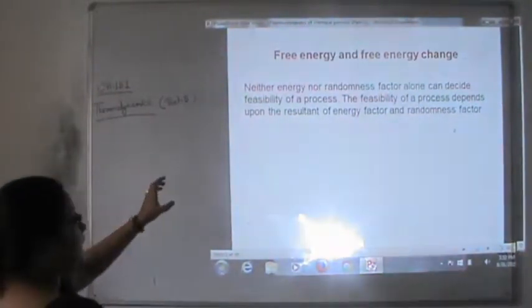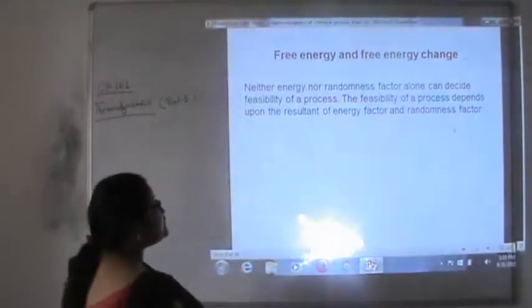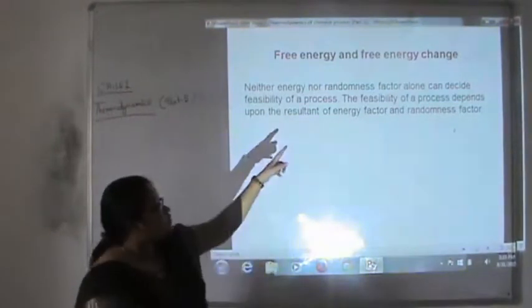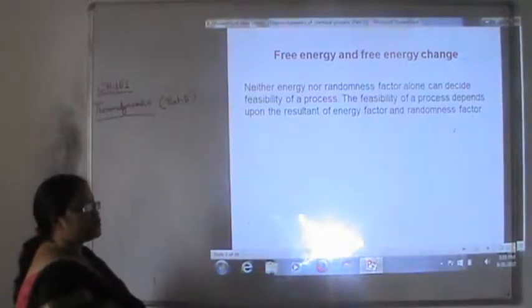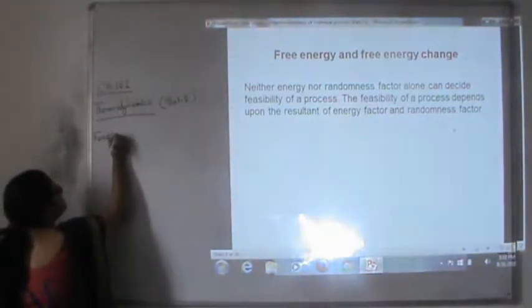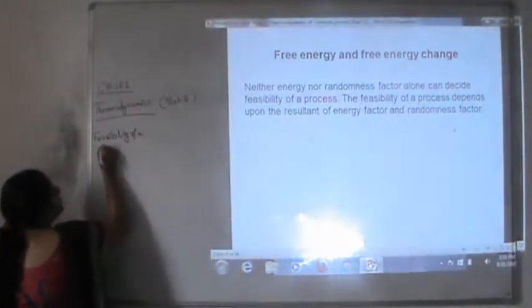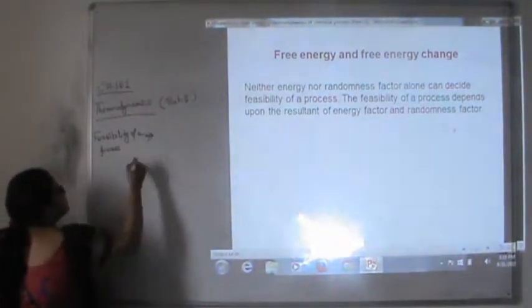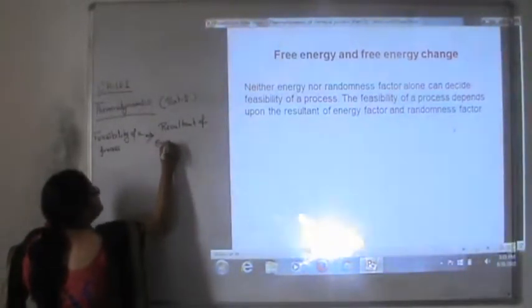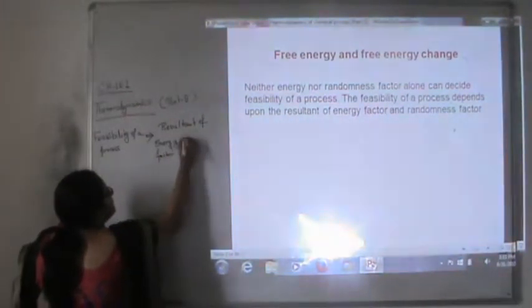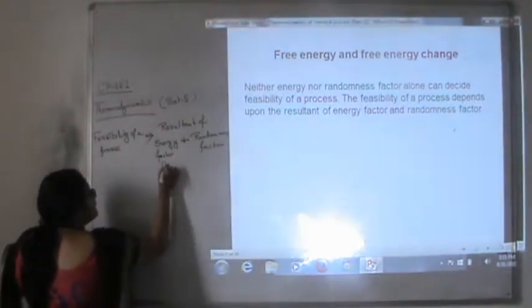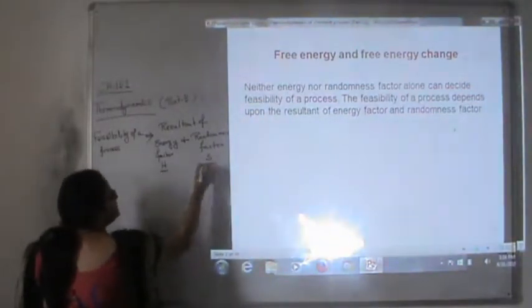Neither the energy factor, which means enthalpy, nor the randomness factor alone can decide the feasibility of a process. The feasibility, whether the process is spontaneous or it happens, depends upon the resultant of the energy factor and the randomness factor. Energy factor means enthalpy, randomness factor means entropy. Enthalpy and entropy.